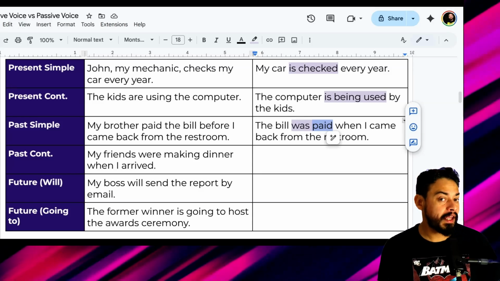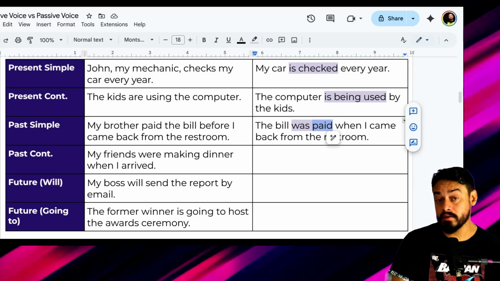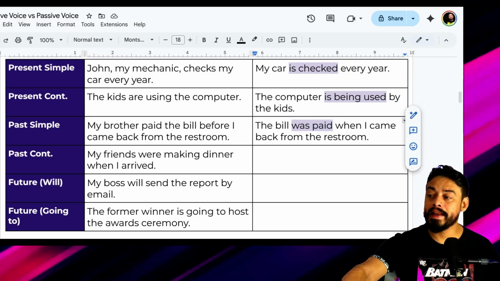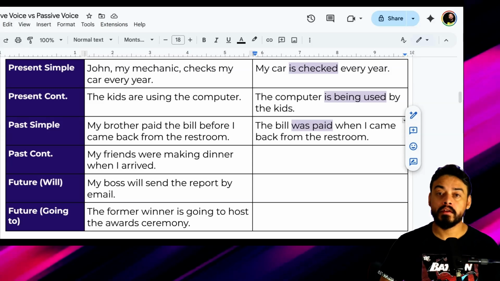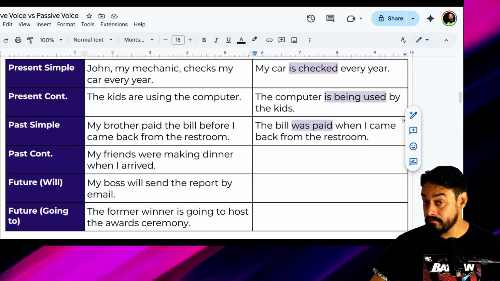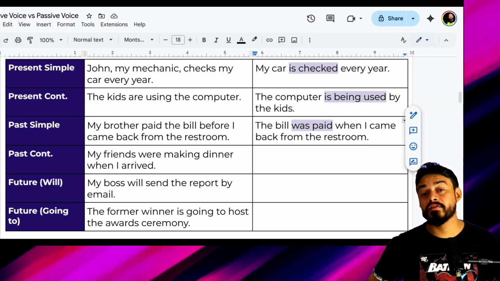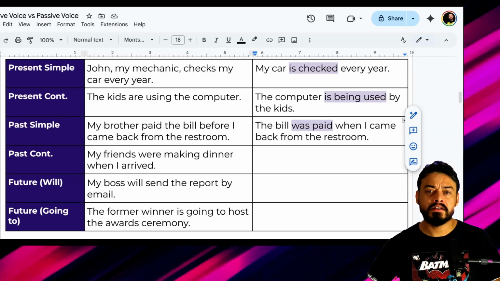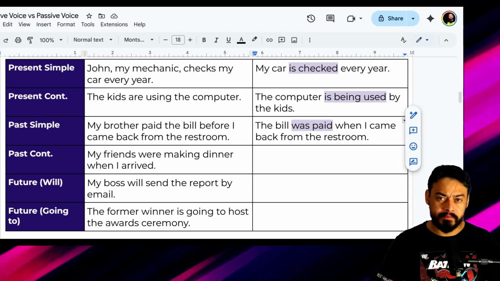What's going to change is what comes before the main verb. So the bill was paid when I came back from the restroom. Remember, I can also say the bill was paid by my brother when I came back from the restroom. But now the person who performs the action is optional, becomes optional. Okay?